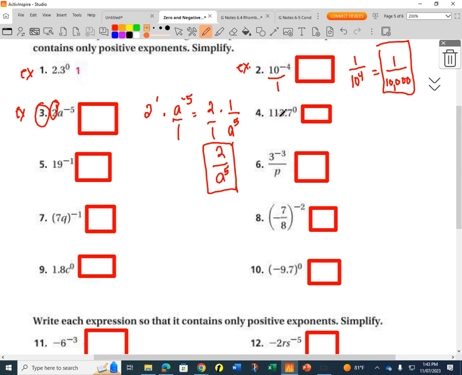What is 113.7 raised to the 0 power? Go ahead and put that one in your notes.